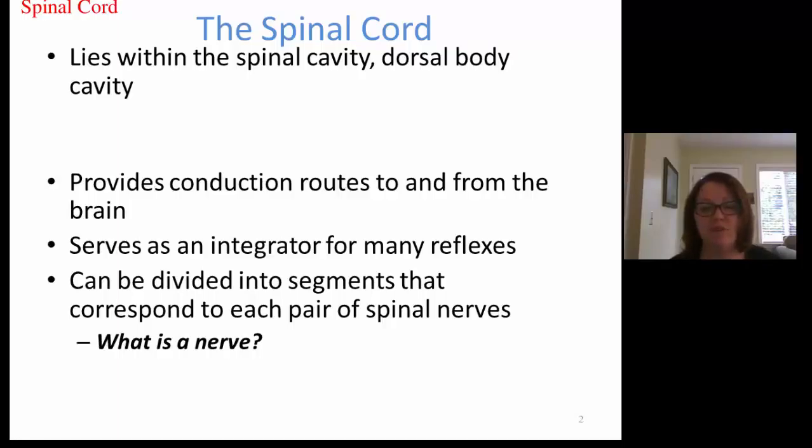The spinal cord can be divided into different segments that correspond to each pair of spinal nerves. We have 31 pairs of spinal nerves, so 62 altogether. And the segment of the spinal cord that's attached to a nerve is referred to as a spinal cord segment. It's not really a true segment with a true anatomical border, but it's just a way to kind of talk about the spinal cord. So I mentioned nerves, spinal nerves. Don't forget, a nerve is just a bundle of axons.